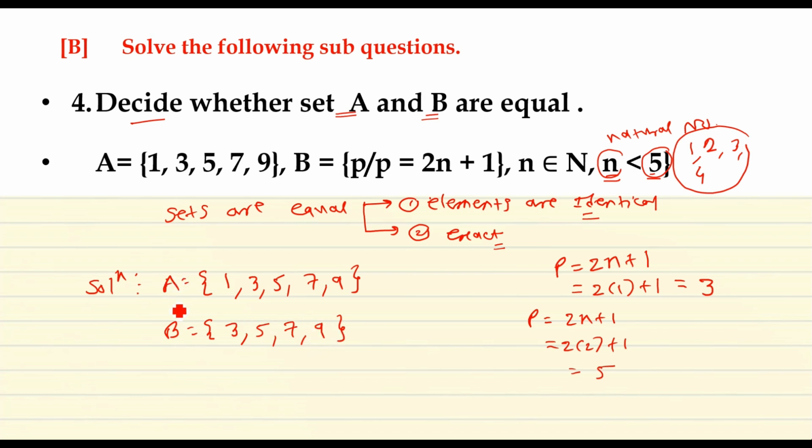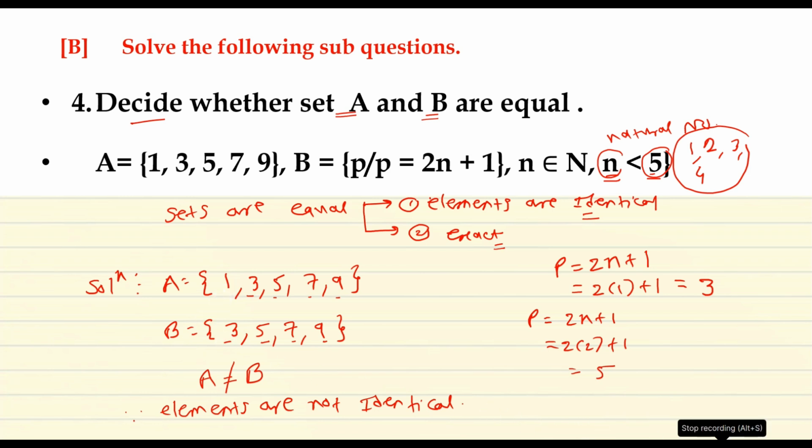So while looking at the sets A and B, we can say that A contains 3, 5, 7, 9, which are present in both, but that one is present in A but not in B. So we can say set A is not equal to B, and you have to write here, since elements are not identical. These elements are not identical, hence we can come to the conclusion that both the sets are not equal.